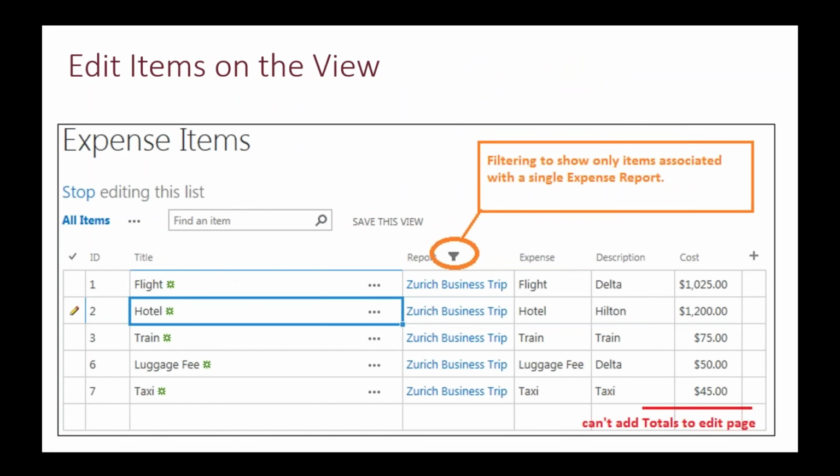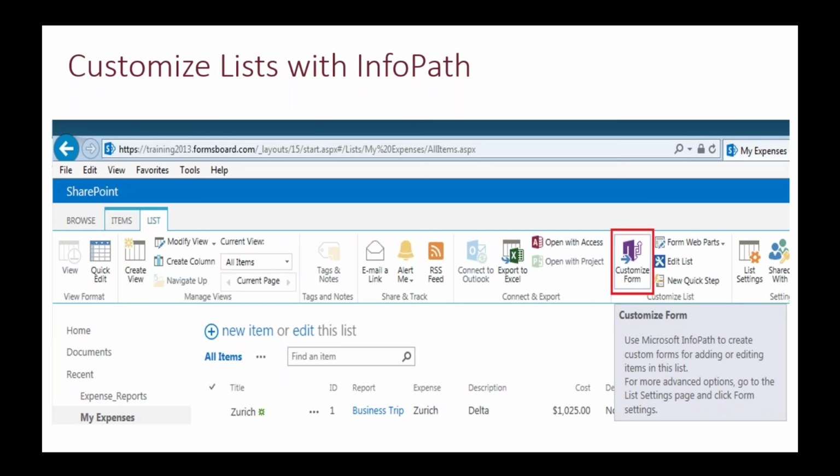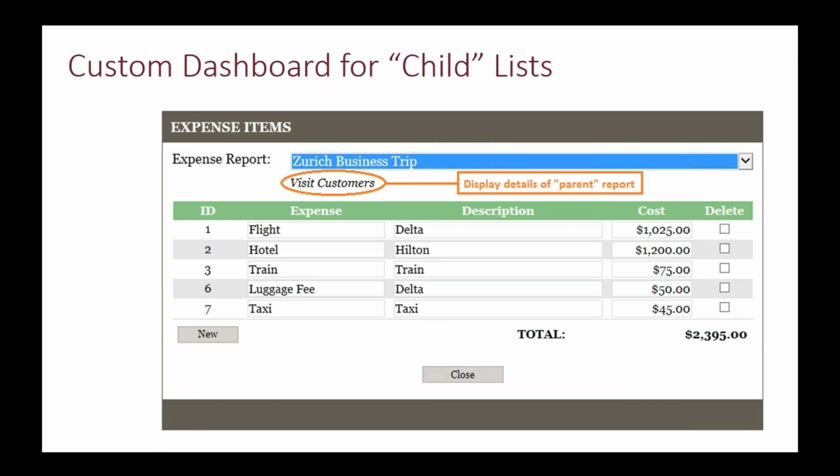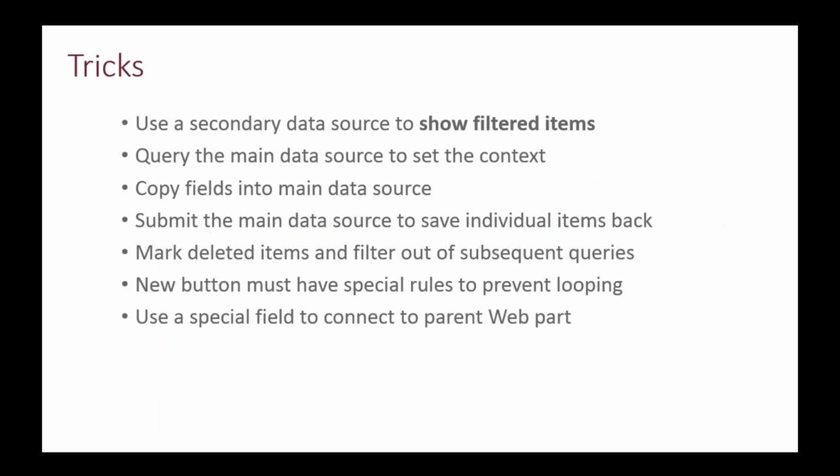I showed you how to filter and edit using the default view. We can customize the list using InfoPath, obviously, and I've demoed this. Let me show you one more thing. I've also talked about tricks as well. We're using a secondary data source to show the filtered items. We're querying the main data source.